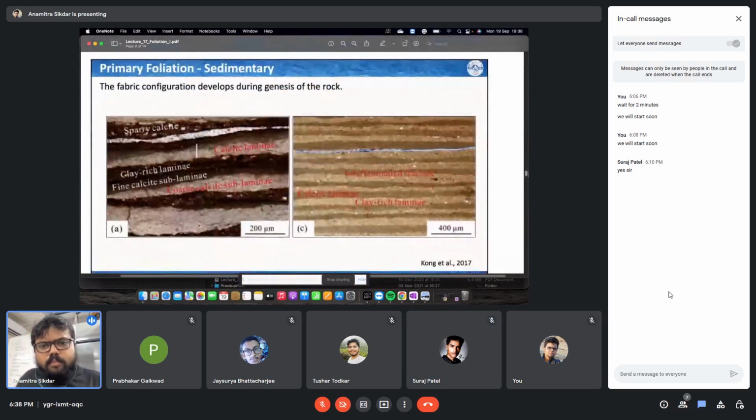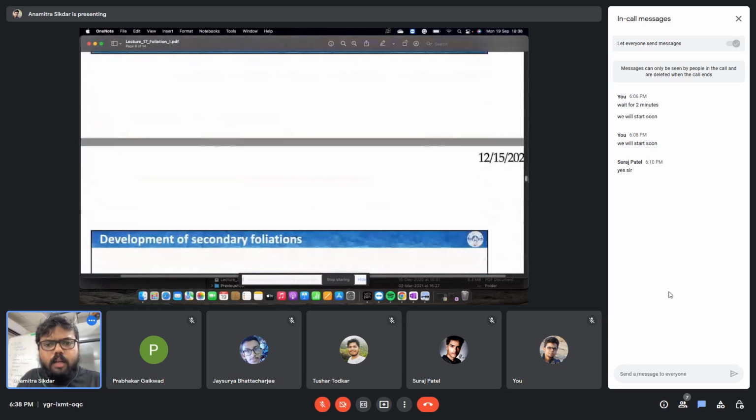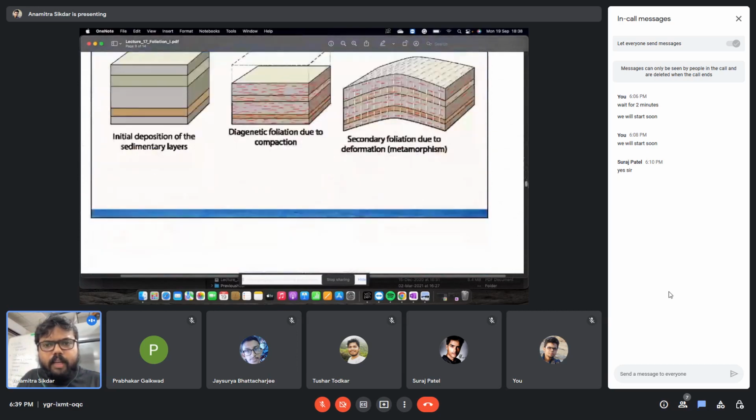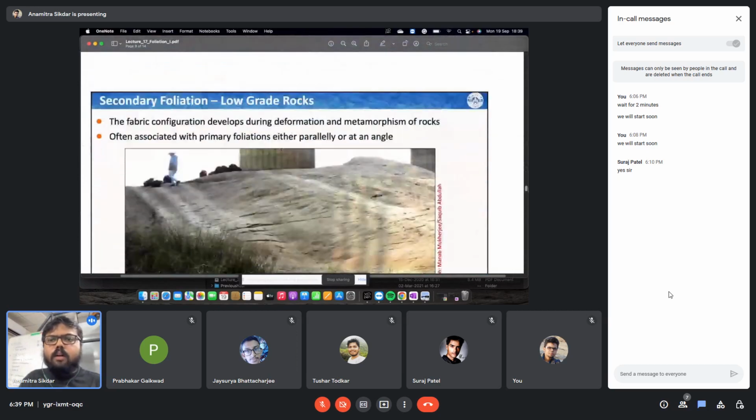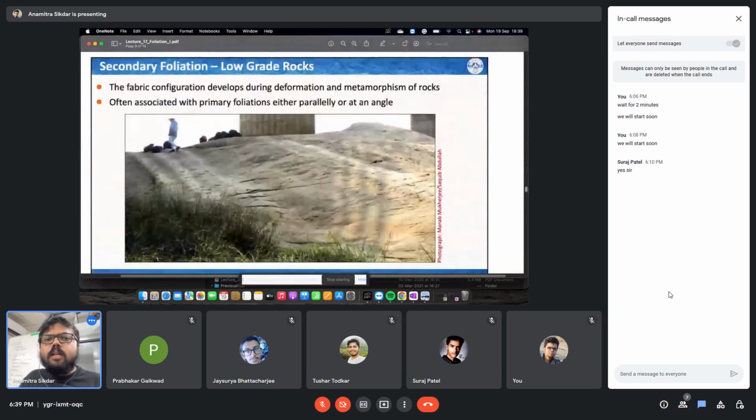So there are some different images of how any kind of planar fabric can occur. What are the different modes of occurrence of planar fabrics? This is an introduction to what a secondary foliation is. These alternating dark and light colored bands are the bedding planes. So these are the beds, right?